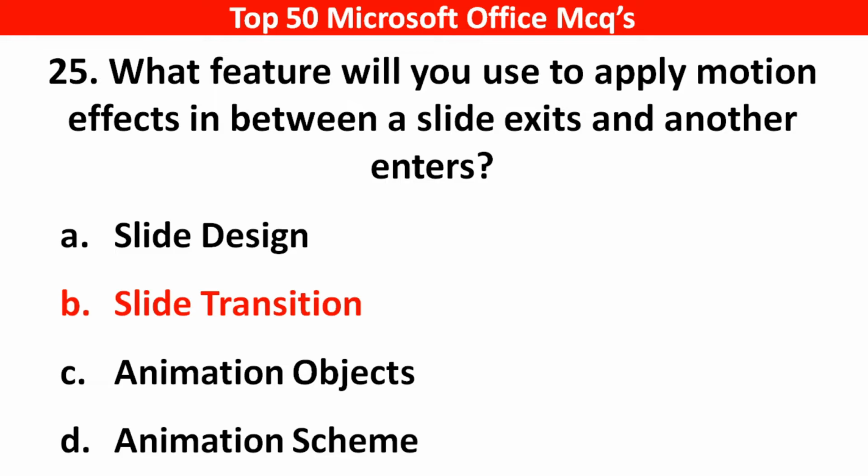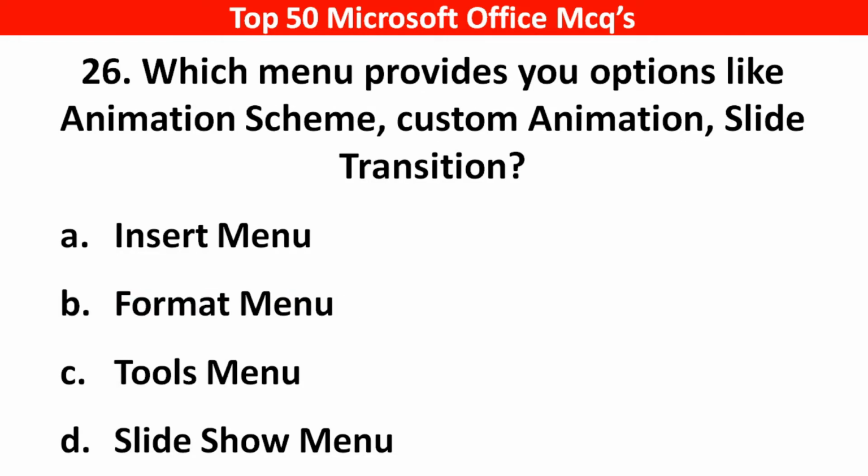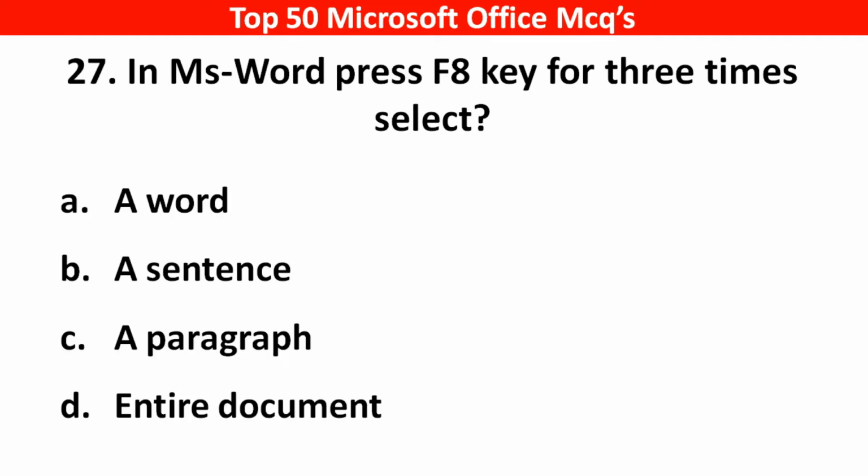Next question, which menu provides you options like animation schemes, custom animations, slide transitions? Right answer is option D, slideshow menu. Next question, in MS Word, pressing F8 key 3 times selects. Right answer is option B, a sentence.